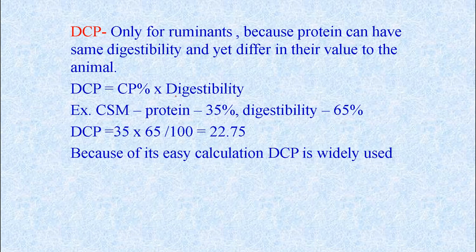Digestible crude protein is the crude protein percent in a feed and the percent digestion. For example, for CSM, the protein is 35%, then its digestibility is about 65%. Hence, the DCP can be calculated as 35 into 65 divided by 100, so the factor is 22.75. Because of its easy calculation, DCP is widely used in the calculation of the protein value of a substance. So this is very widely used.